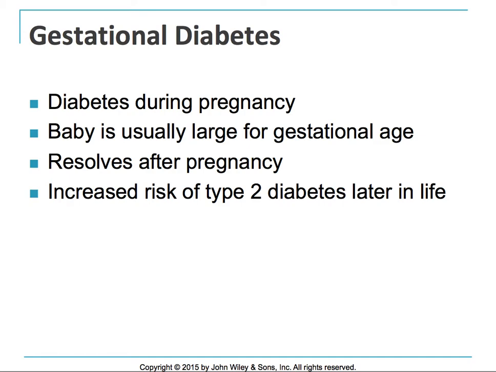Typically, with gestational diabetes, you have a baby that's larger for its gestational age, so it might be a larger size than what is considered typical for a baby at like 5 months gestation or 7 months gestation. Typically, gestational diabetes resolves after pregnancy. However, it does increase a woman's risk for type 2 diabetes later in life. So it is something that you want to avoid.